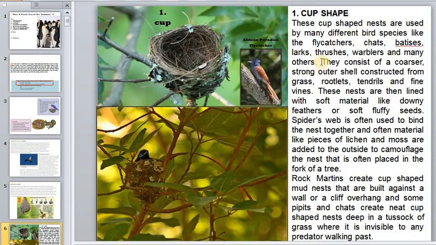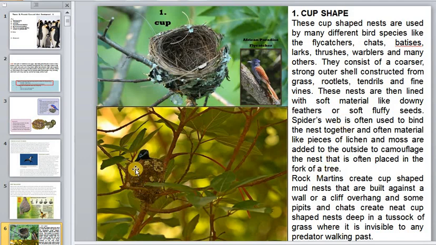They consist of a strong outer shell constructed from grass or just fine vines, and these nests are then lined with soft material like downy feathers or soft fluffy seeds. Even a spider's web is often used to bind the nest together, and often material like pieces of lichen and moss is added to the outside to camouflage the nest that is often placed in the fork of the trees.